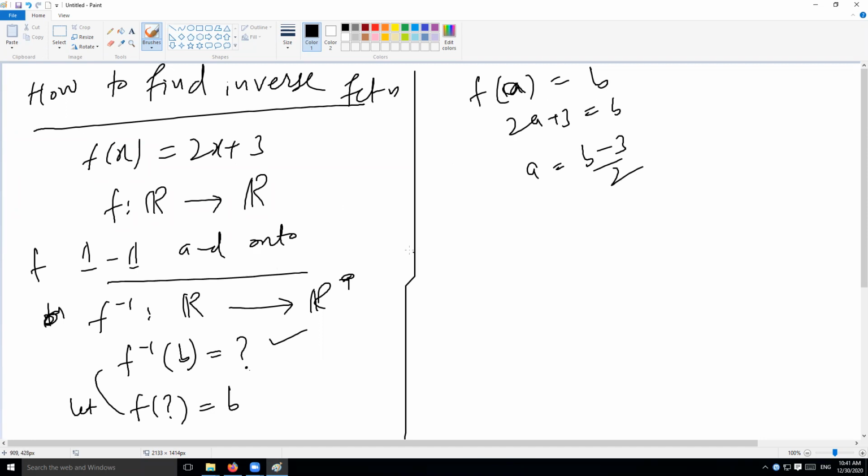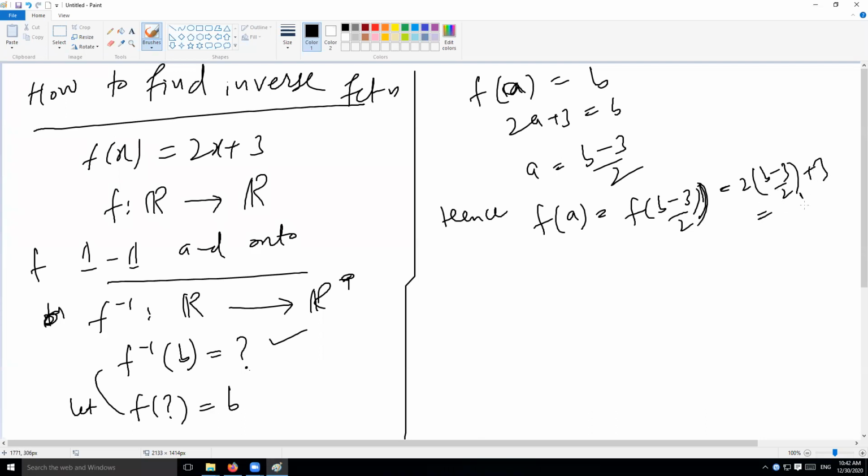Okay. Hence, I'm going to say that f of a, which is f of b minus 3 upon 2, if we compute it, is going to be what? 2 times b minus 3 upon 2, plus 3, right? And if you simplify it, you get b actually, right? So f of this is equal to b.